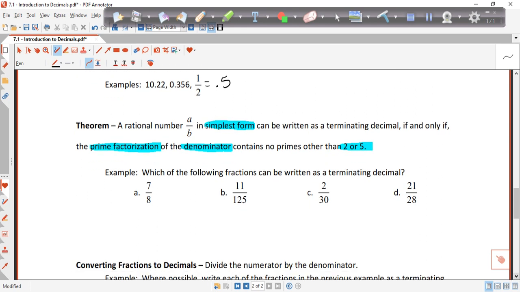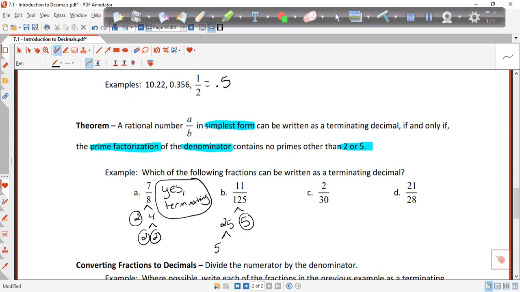7/8 is in simplest form. We're going to look at 8, 2 times 4. That's a 2. 4 is 2 times 2. So this only is made up of 2's, which it said 2 or 5. So then, yes, this is terminating. The next one is also in lowest terms. Let's see, we could do 25 times 5. 5 is prime. This would be 5 and 5. So that's only made up of 5. So yes, this one is terminating.